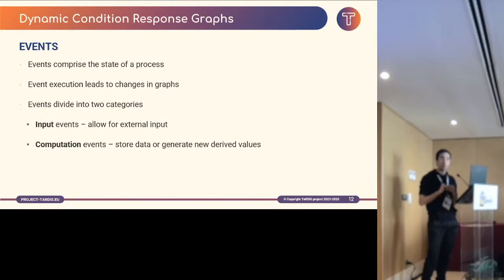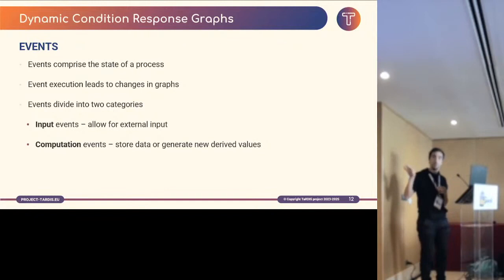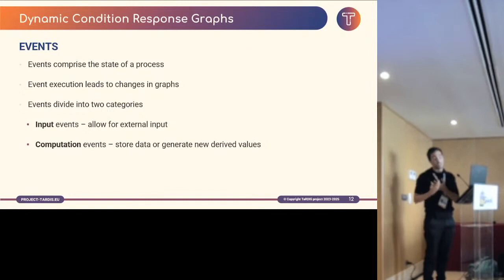Okay, so the events, one of the two main components of the DCR graphs, are nodes and are stateful entities. As such, they comprise the state of the graph. It is possible to execute events, changing their state and therefore the state of the graph. Events fall into two categories in DCR graphs. They are either input or computation events. If they are input events, they allow for input of external information. And in the case of computation events, they allow to either store or generate new values based on existing ones.